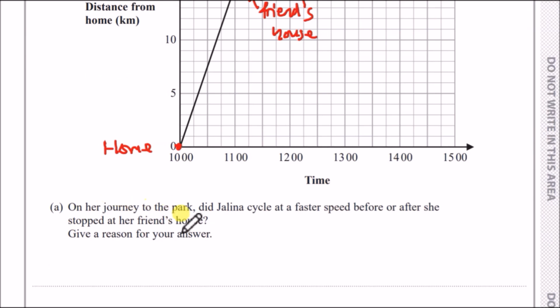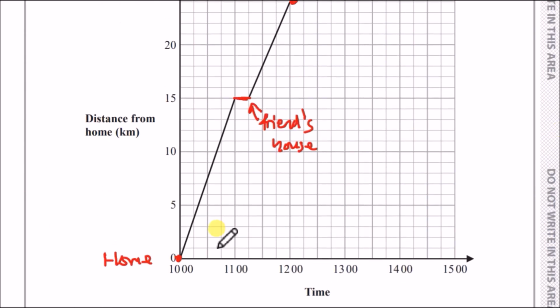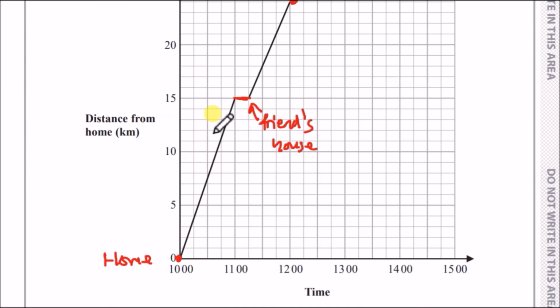On her journey to the park, did Jelena cycle at a faster speed before or after she stopped at her friend's house? Give a reason for your answer. All they really want to know is which line is more slopey, which one has a greater gradient or greater slope. Now, to find the gradient of a line, it's actually not too bad. All you do is find, and we can just write here, the change in y over the change in x.